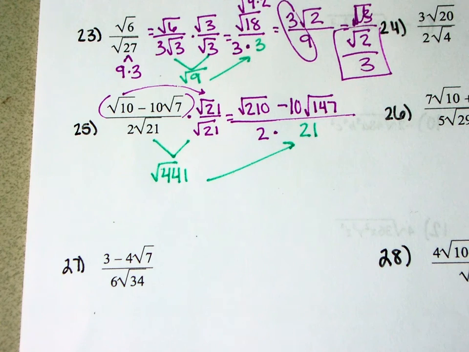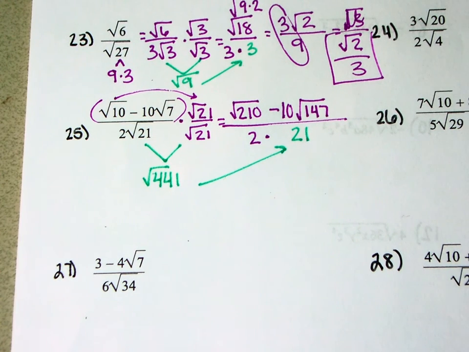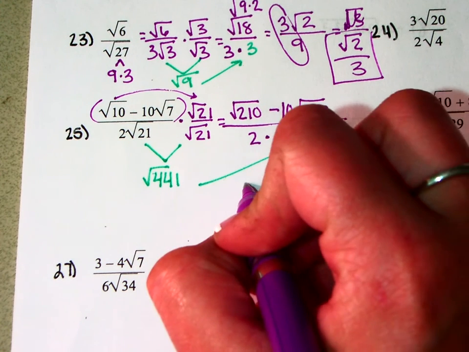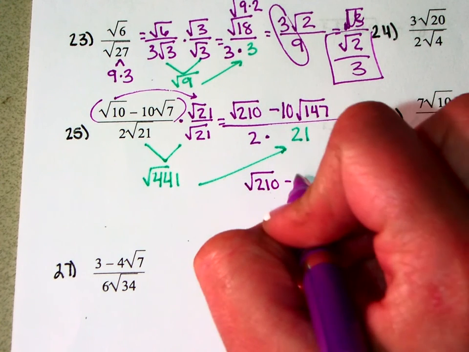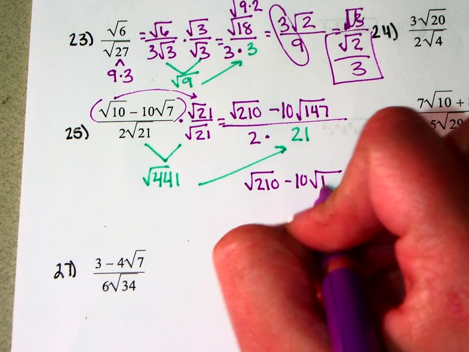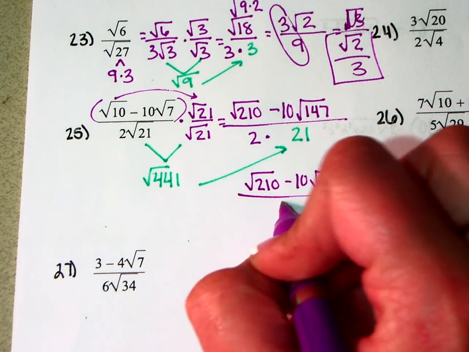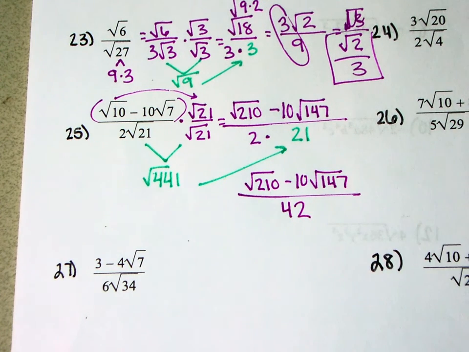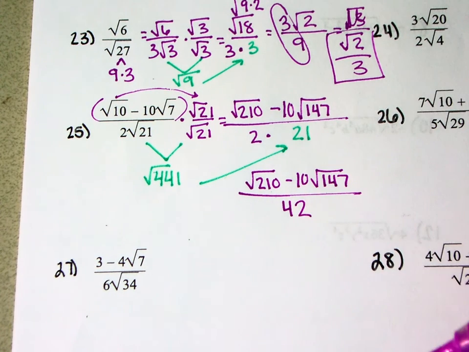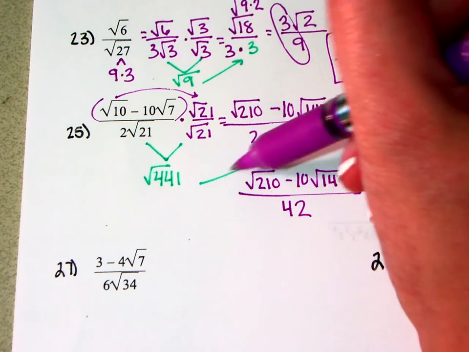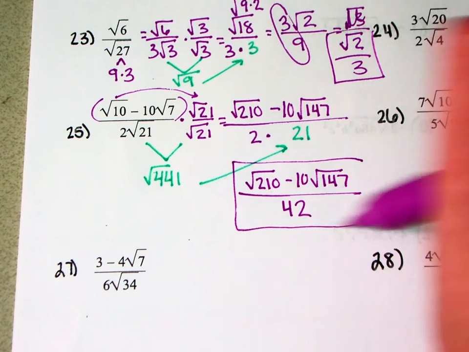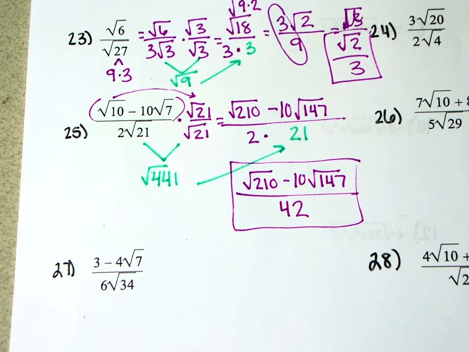To simplify this answer, I'm just going to multiply 2 times 21, so I kind of ran out of space, so I'm going to do square root of 210 minus 10 square roots of 147 all over 42. And there's nothing we can simplify. We can't simplify 10 and 42 because there's no value in front of the 210 that we can simplify. Also, there's no perfect squares hiding inside of those square roots, so we're done.